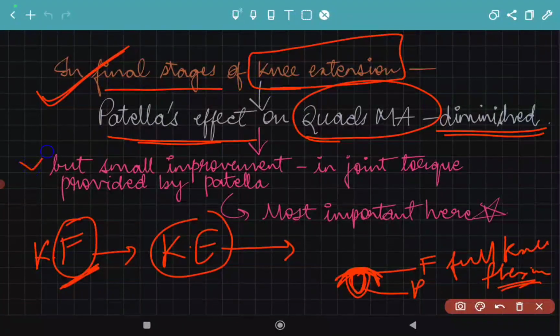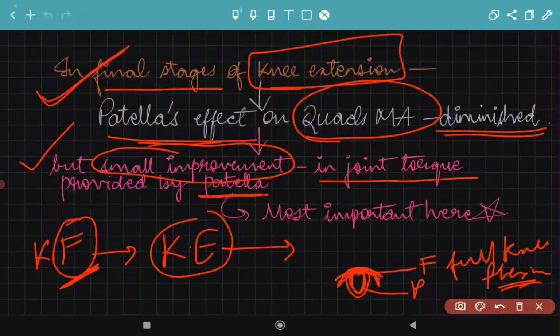But in this case, it is slightly different. In the end range of knee extension also, the patella provides a small improvement. There is slight improvement at least. So a small improvement in joint torque, the rotary force of the quads on the tibia, which is most important over here, helping the quadriceps to again pull over the tibia to bring about that knee extension.